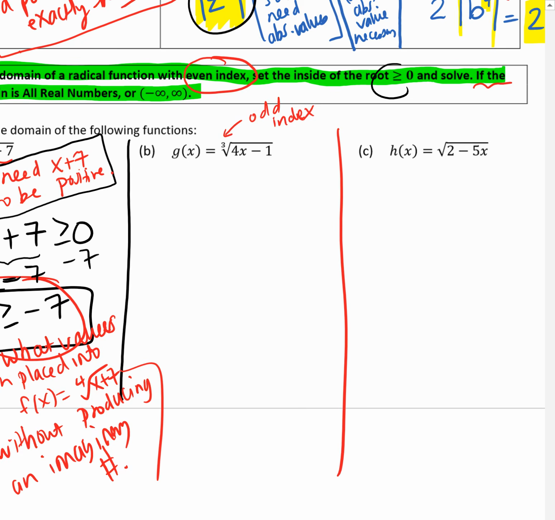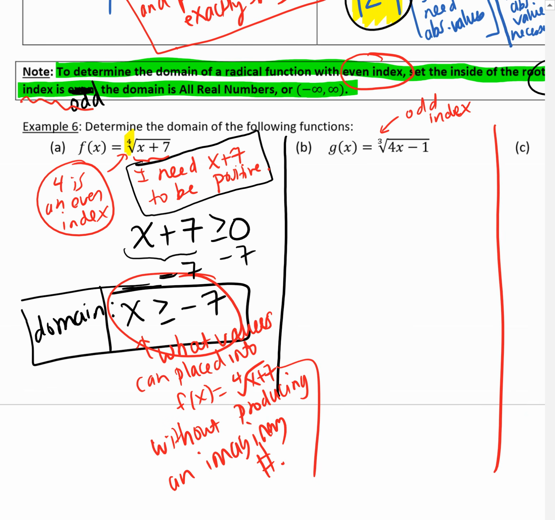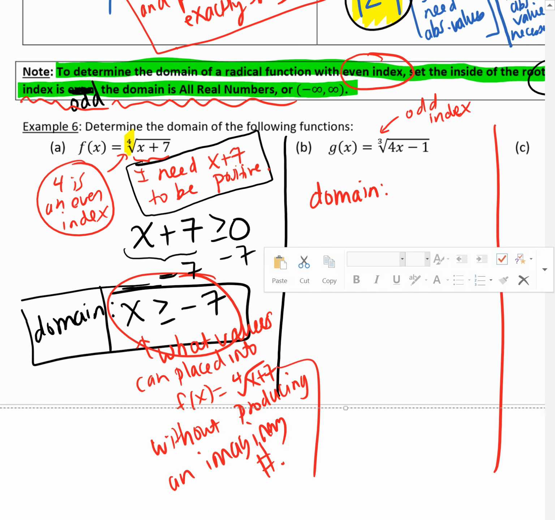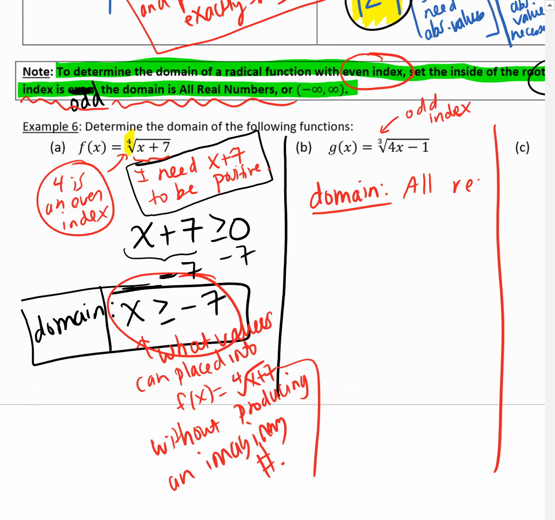If the index is odd, like we have an odd index, the domain is all real numbers. There it is. So if you have an odd index, you don't need to do any work. The domain's just, like I said, all real numbers, or you can write it as negative infinity to infinity. That's the same way of saying all real numbers.